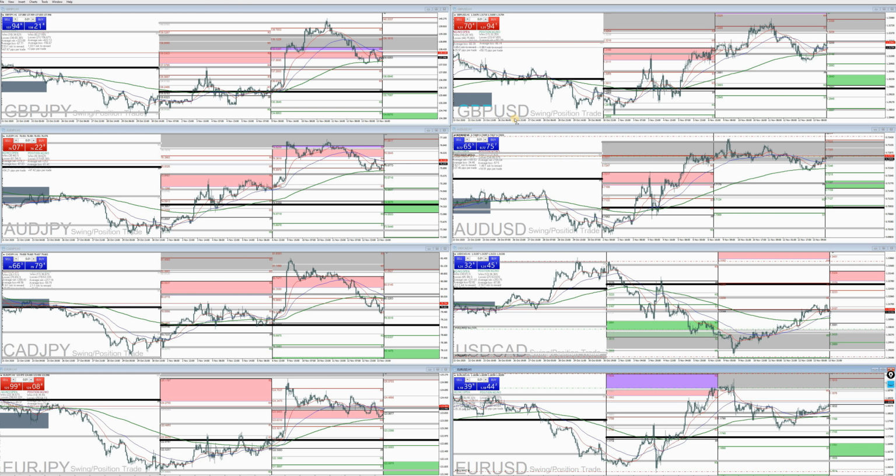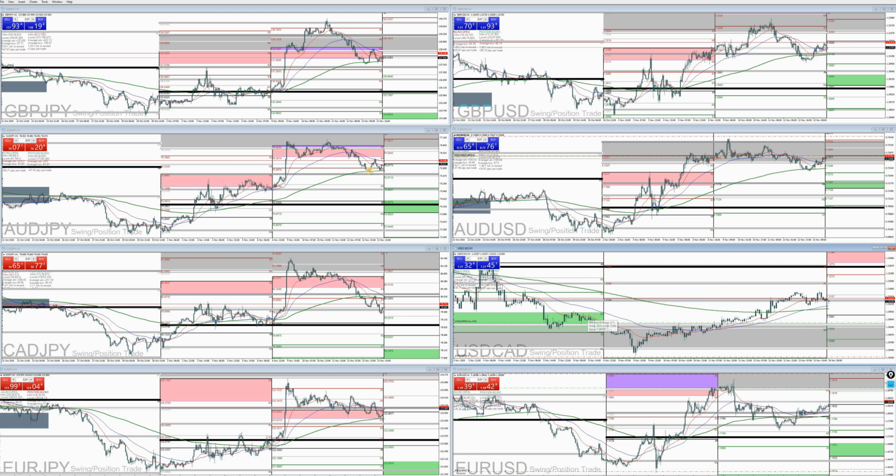Okay, so I don't trade the pound US dollar, but I do trade the Australian dollar, and we're right at the weekly central pivot. I do trade the USD CAD, and we're pretty close. Nothing on the Euro USD. So I'm going to go ahead and expand my USD CAD.